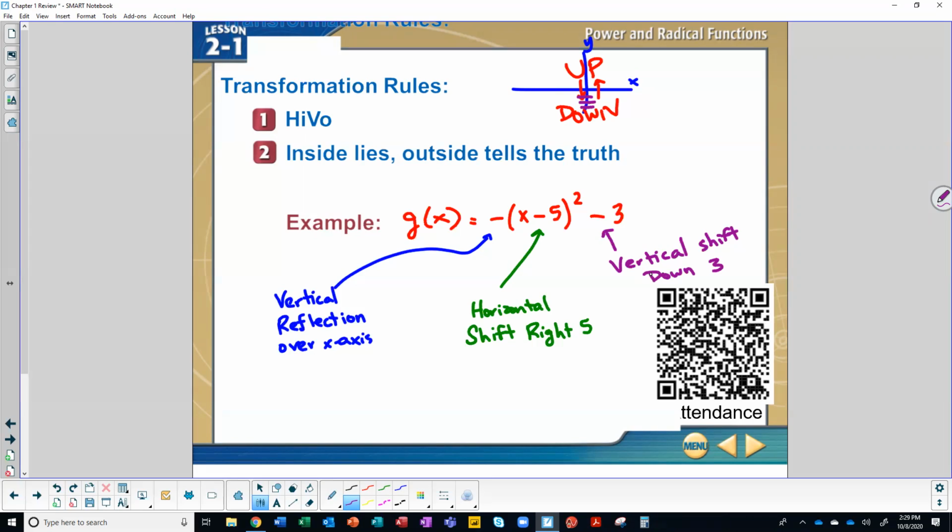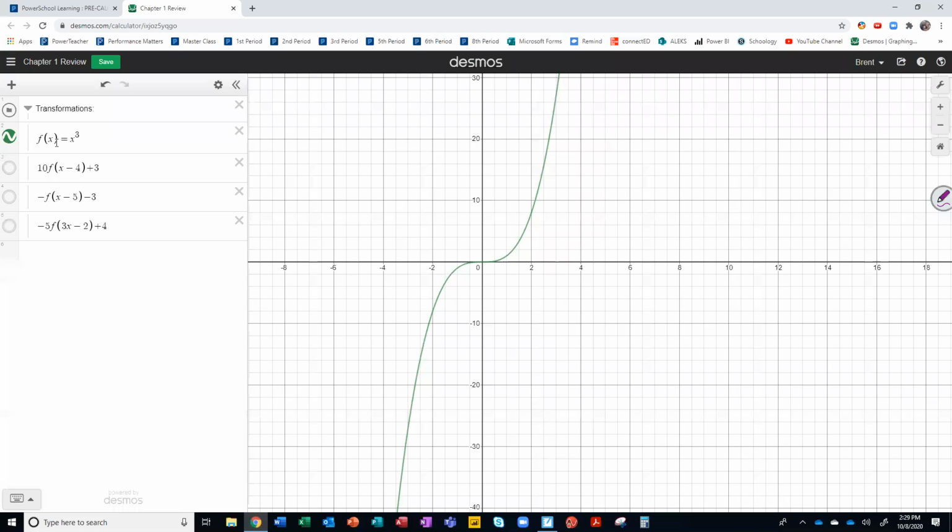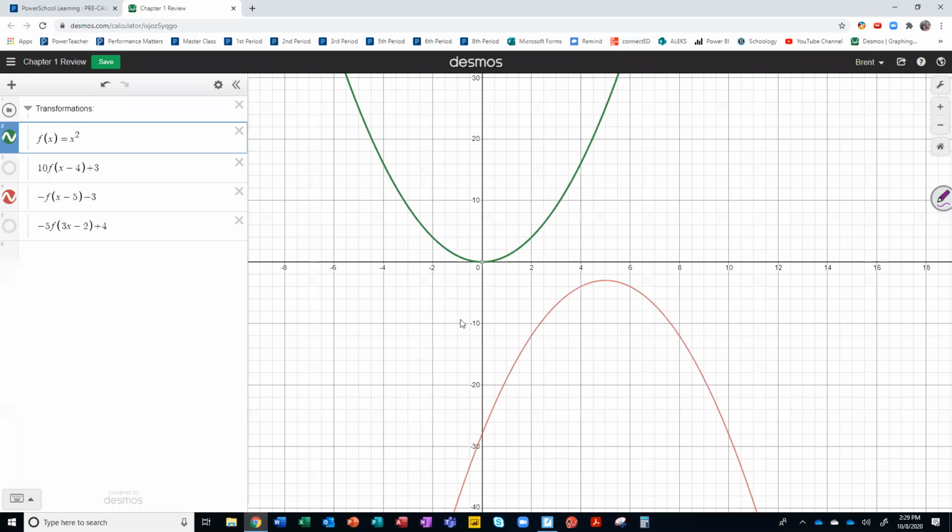Are you ready for how you get tricked? There's a trick that comes in with horizontal stretches and shrinks. Oh, I didn't show you the graph. Let me show you the graph really quickly. Let me change this now to a square. And this is the graph. Notice it's been reflected over the x-axis. It's been shifted right 5, just like we said it would, and down 3. Okay.